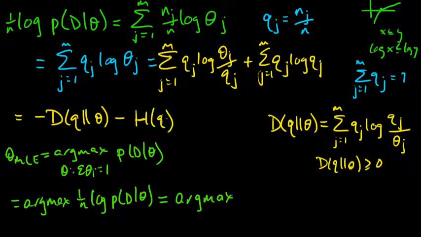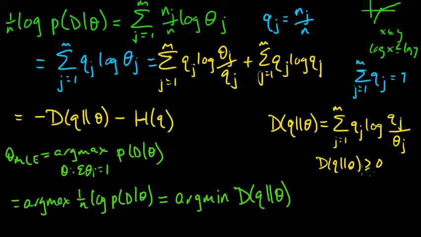this doesn't depend on theta, right? So that's just the same as maximizing this part, or minimizing minus that. So that's equal to argmin of the relative entropy between q and theta.